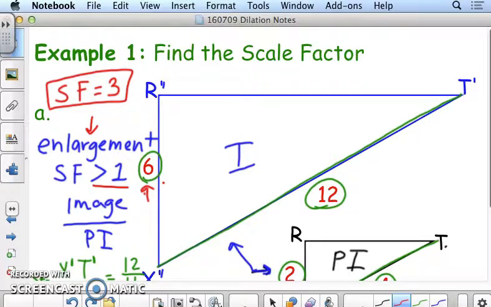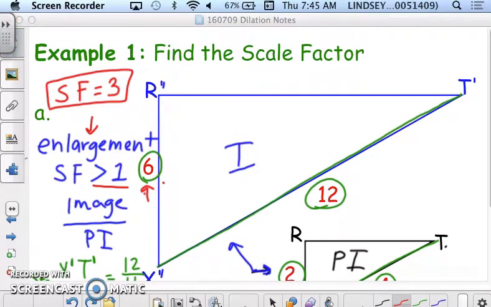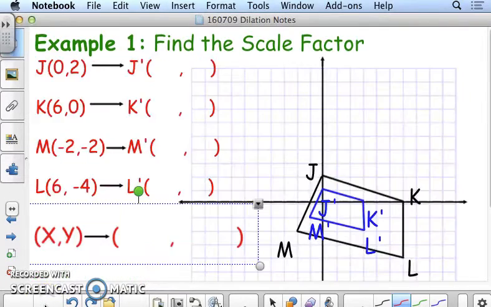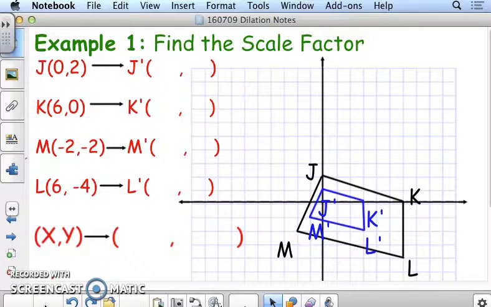This is my answer. Then I found my scale factor and shape on my pre-image and image off the coordinate plane. I'm going to try one on the coordinate plane. So this is where people's initial reaction is, I don't know how to do this. So there is a rule and we will find it after we look at this problem. So again, I'm looking for the scale factor.